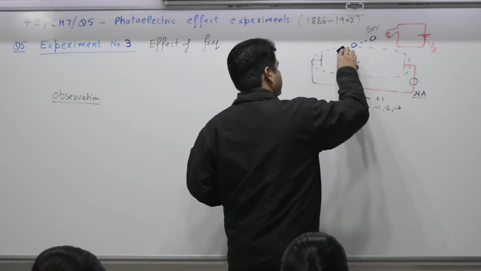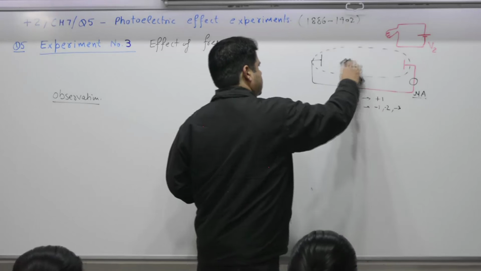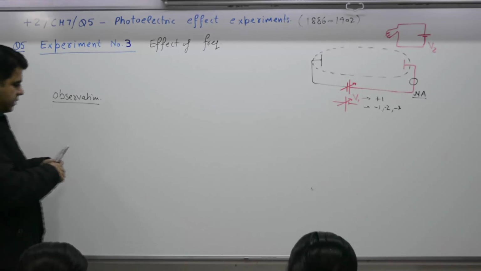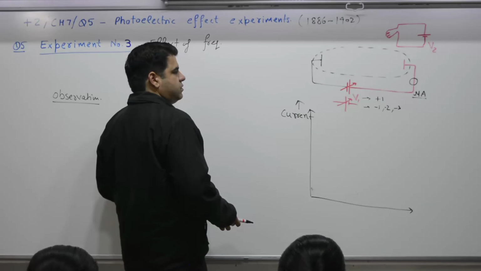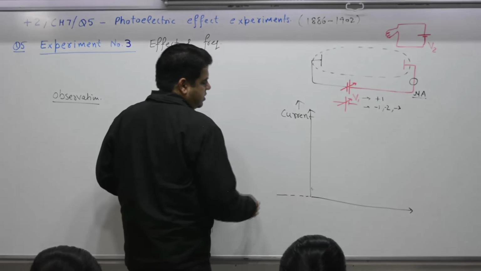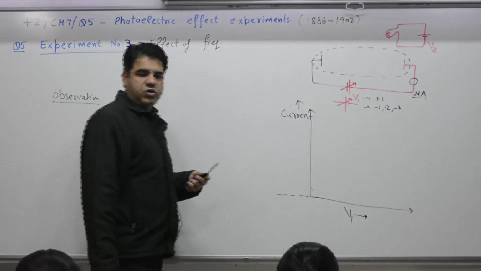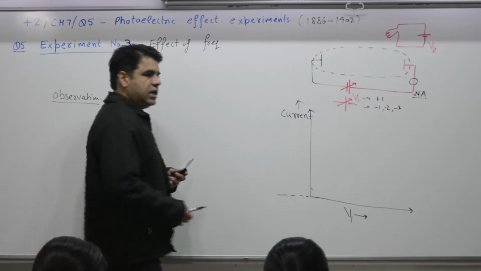So we perform one experiment with, say, one bulb. What is constant, what is variable? You have to plot a graph of current as a function of voltage. Which voltage, V1 or V2? Yes, this voltage is V1. You have to plot a graph of current as a function of voltage, same as in the previous question.